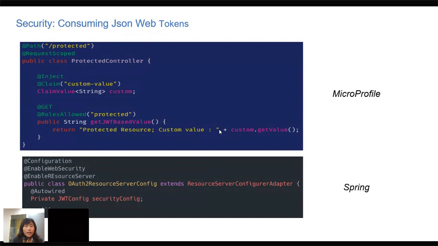In Spring, it has the annotation @EnableWebSecurity, and then it directly injects the JWT config. So you can directly use any APIs in the JWT config to control your endpoint. Next, please.